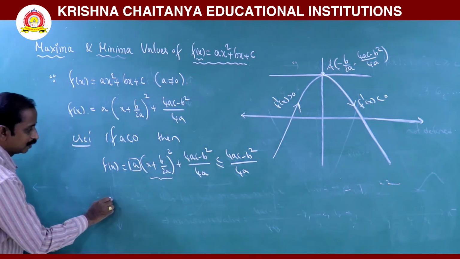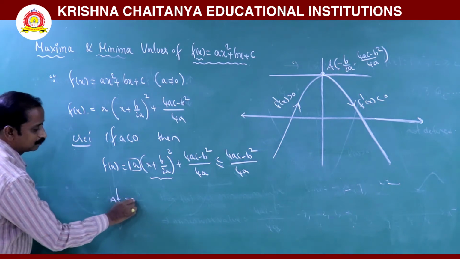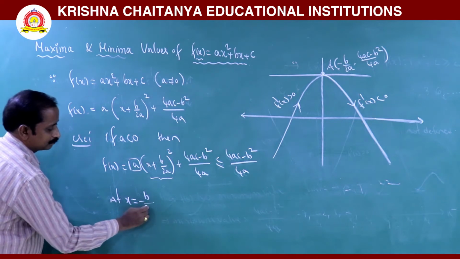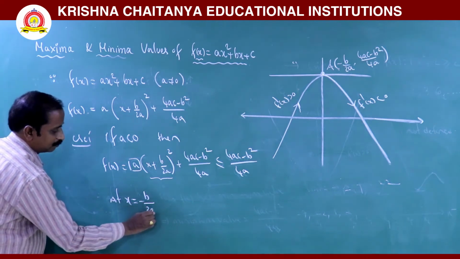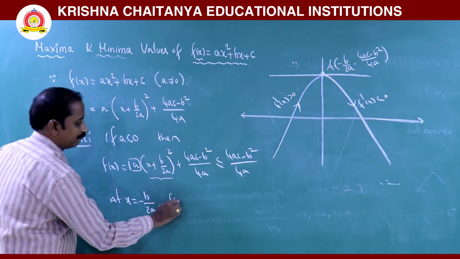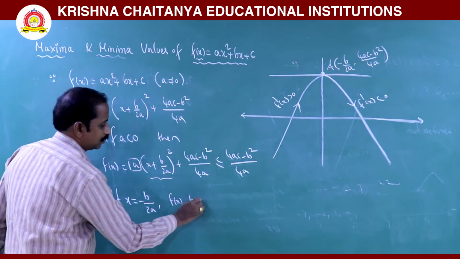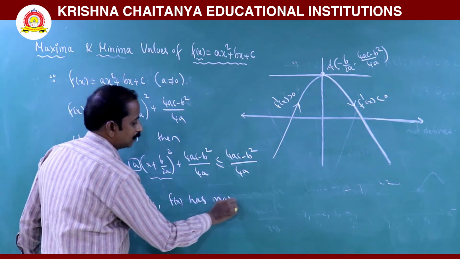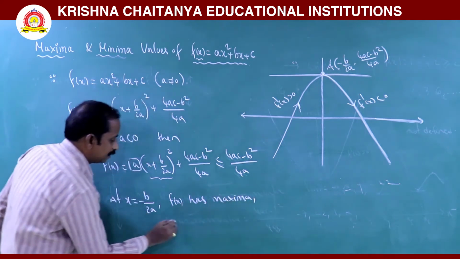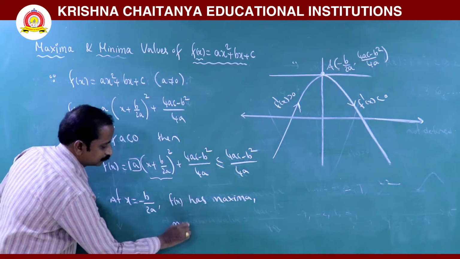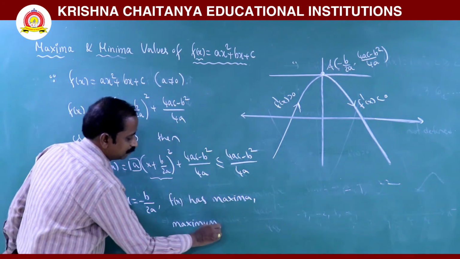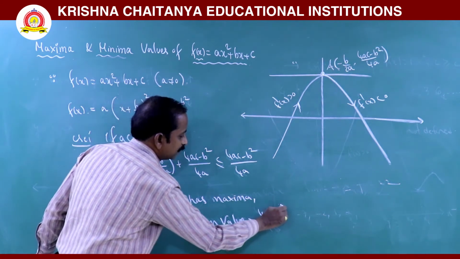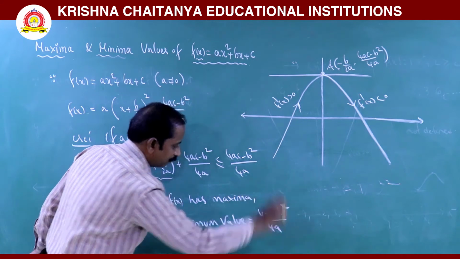So, therefore, x is equal to minus b by 2a. X is equal to minus b by 2a, f of x has local maxima and maximum value is nothing but 4ac minus b square divided by 4a.